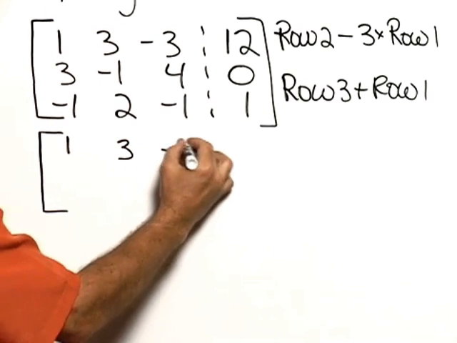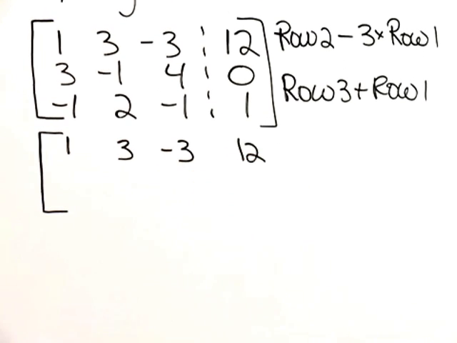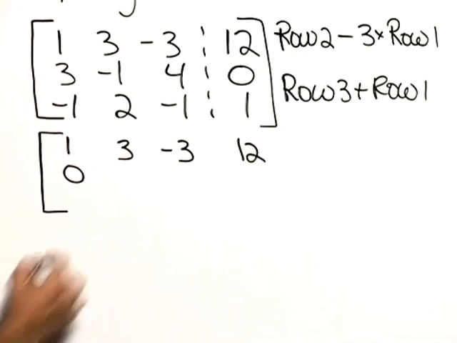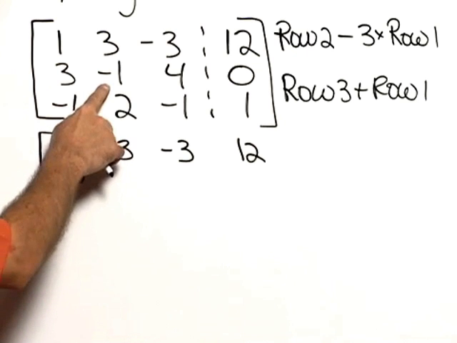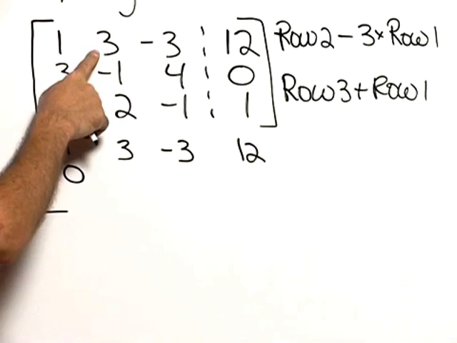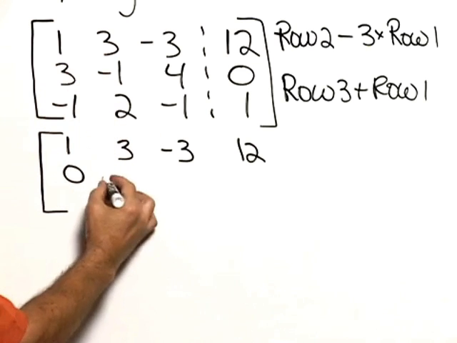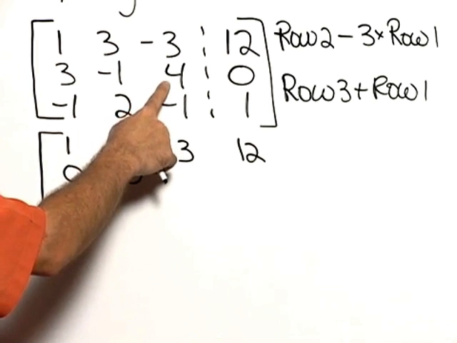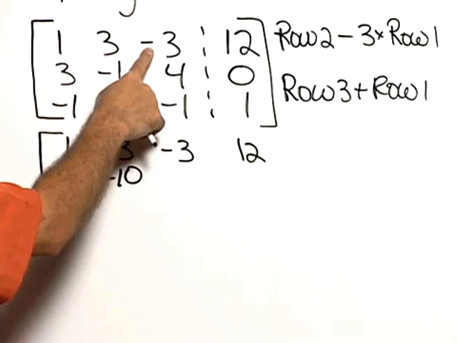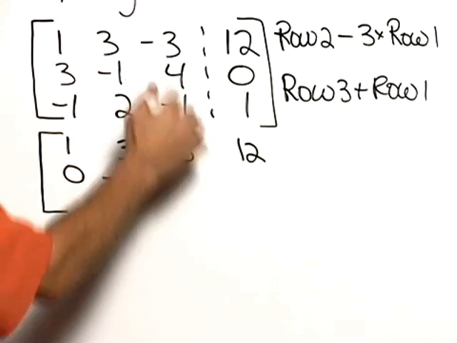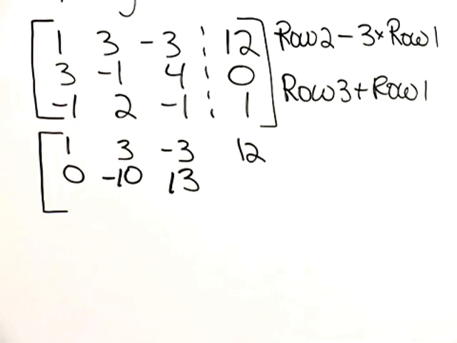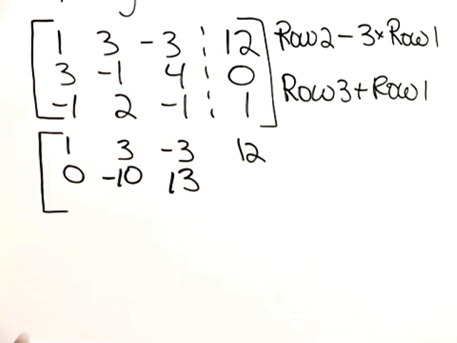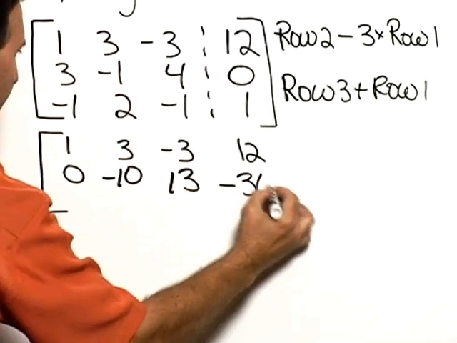1, 3, -3, 12. Row 2 minus 3 times row 1 puts a 0 there. Row 2 minus 3 times row 1: -1 minus 9 is -10. 4 minus 3 times -3, so that's really 4 plus 9 for 13. 0 minus 3 times 12 is -36.